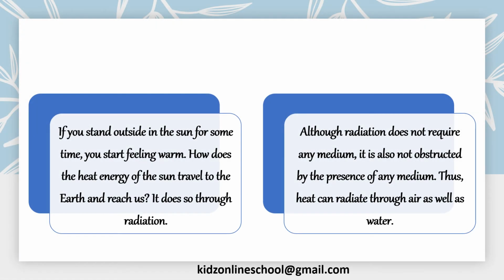If you stand outside in the sun for some time, you start feeling warm. How does the heat energy of the sun travel to the earth and reach us? It does so through radiation. Although radiation does not require any medium, it is also not obstructed by the presence of any medium. Thus, heat can radiate through air as well as water.